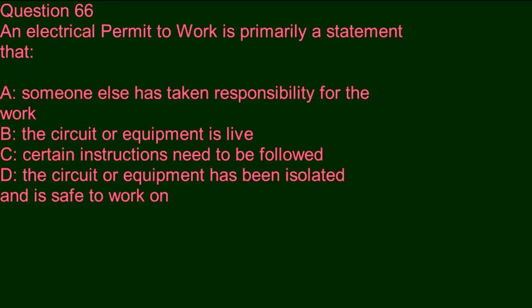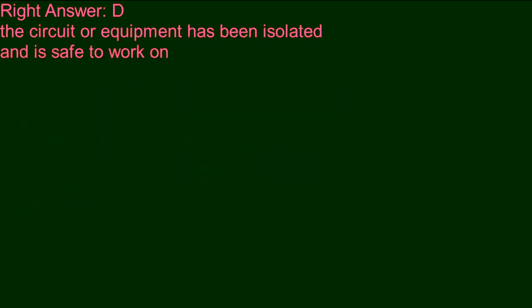Question 66. An electrical permit to work is primarily a statement that A. someone else has taken responsibility for the work. B. The circuit or equipment is live. C. Certain instructions need to be followed. D. The circuit or equipment has been isolated and is safe to work on. Right answer, D. The circuit or equipment has been isolated and is safe to work on.